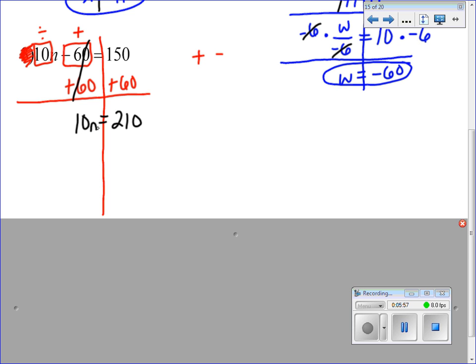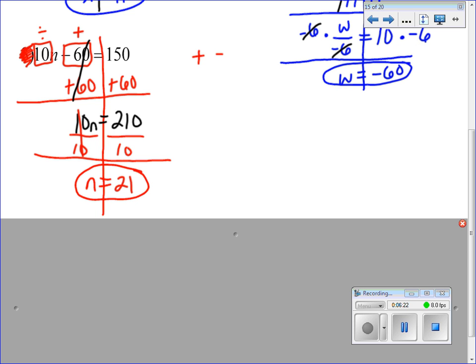Now, if we look closely, n is not isolated. It's not by itself at this point, so we're going to have to get rid of this 10. We look at the beginning, we had decided in order to get rid of this 10, we're going to have to divide both sides by 10. So now we divide second, cancel these out. We're left with n equals 21. Okay, so 210 divided by 10 is 21.